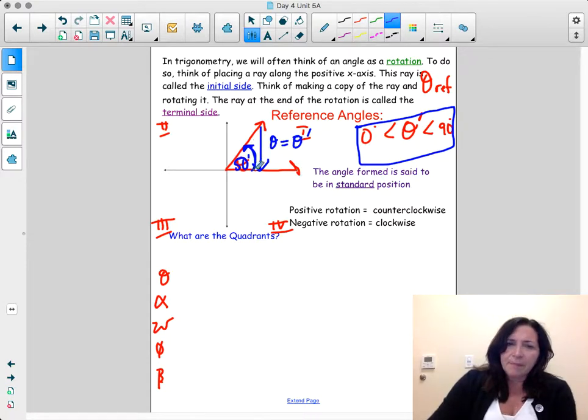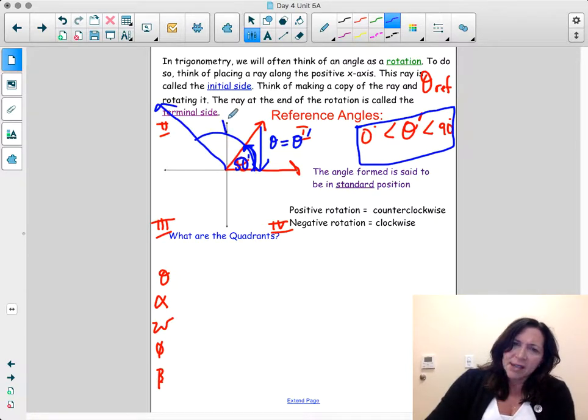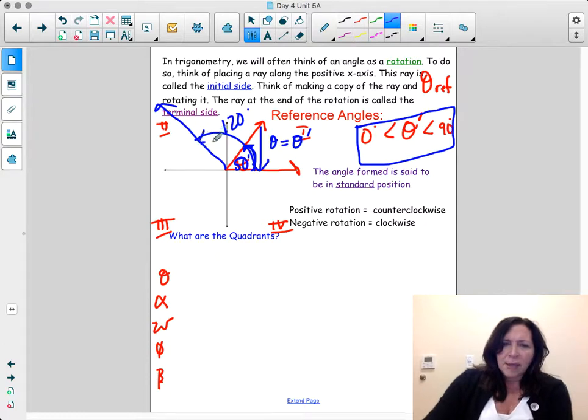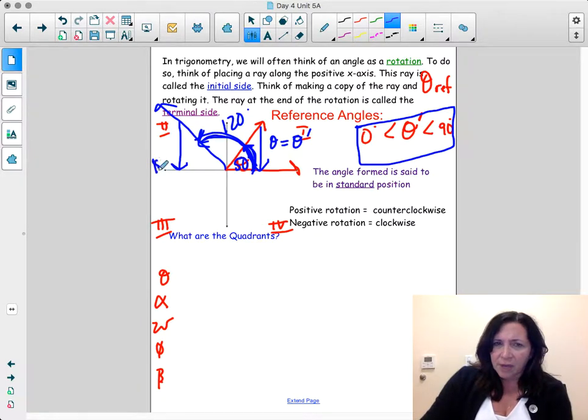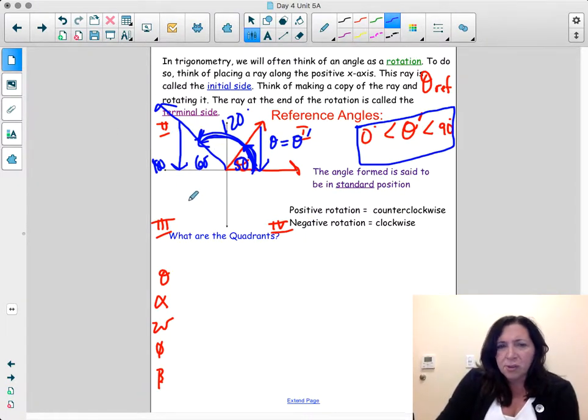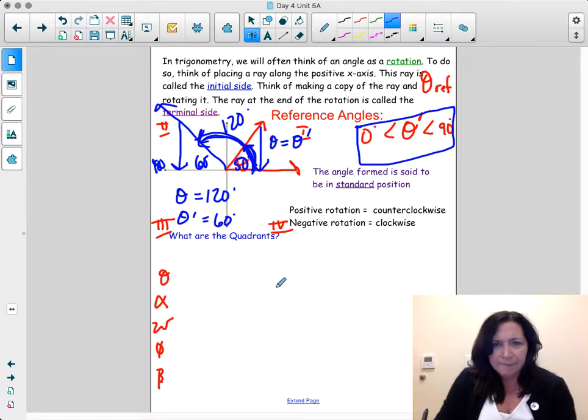Now let's come over to this quadrant here, and say I have a 120 degree angle. Because you always start at 0, you go from here to here. What's my reference angle? I want to know how far it takes me to get back to the x-axis. You are always going back to the x-axis. If this is 120 degrees and this right here is 180 degrees, this angle is going to be 60 degrees. So you would say theta is 120 degrees, but my reference angle is 60 degrees. That's the correct way to say that.